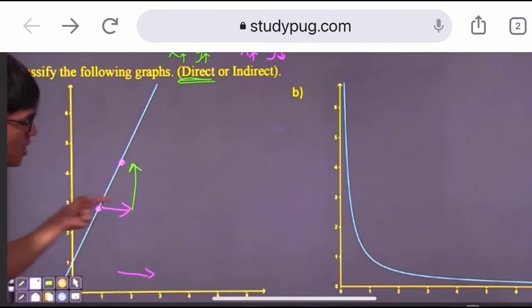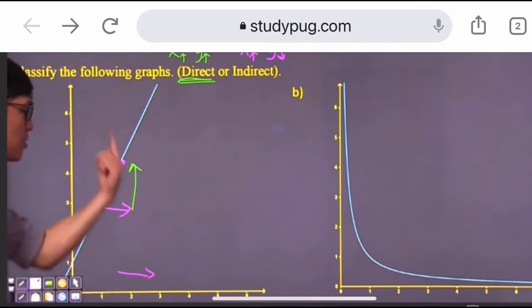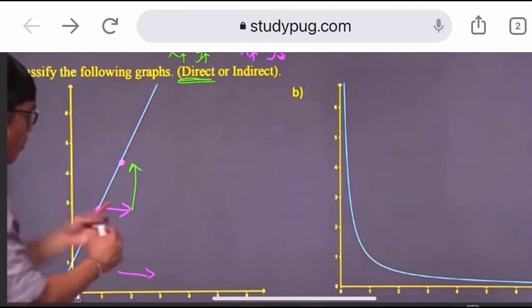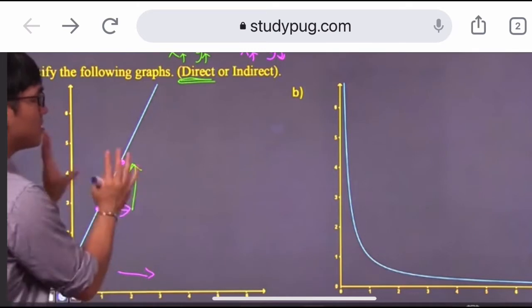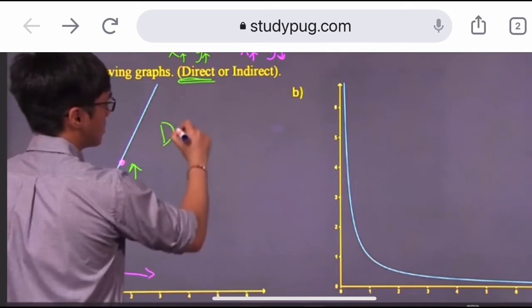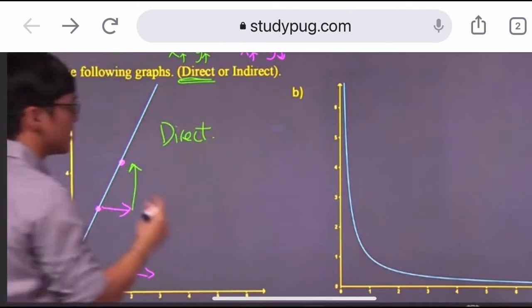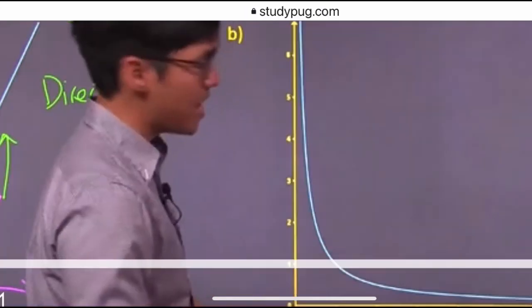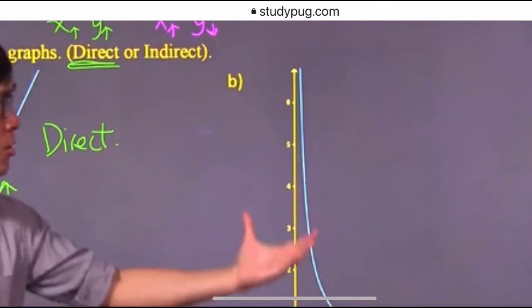So horizontally, it increases in value, and vertically, it increases in value as well. Since both variables increase, that means it's a graph for direct variation. That's how you distinguish between direct and indirect. Again, we want to use the same approach to determine for this graph.